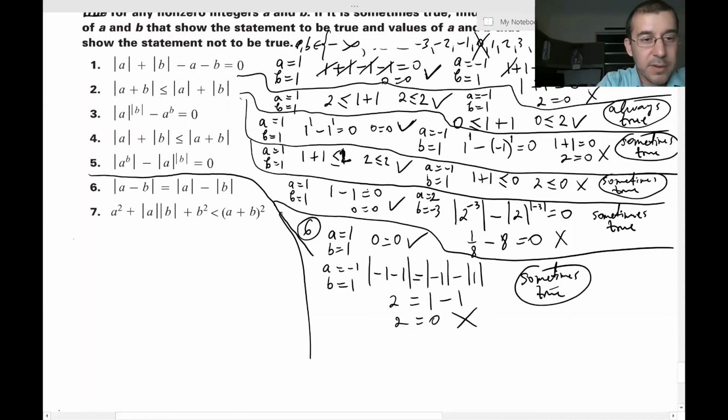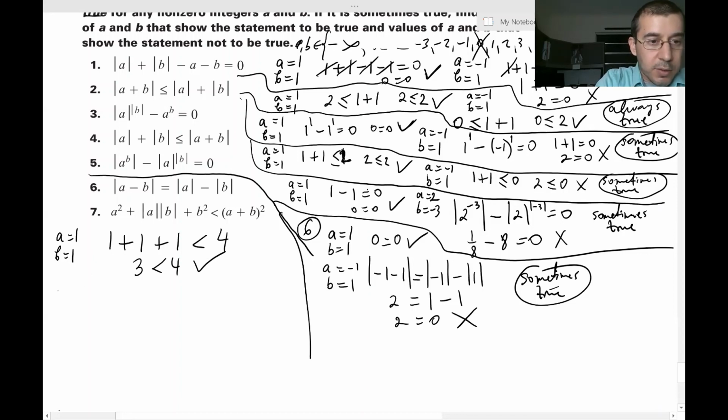And number 7, last one. Let's try a is 1, b is 1. 1 squared is 1 plus absolute value of 1, which is 1. 1 times 1 is 1. 1 squared is 1. 1 plus 1 is 2. 2 squared is 4. So 1, 2, 3. This is 3 is less than 4. This is true.